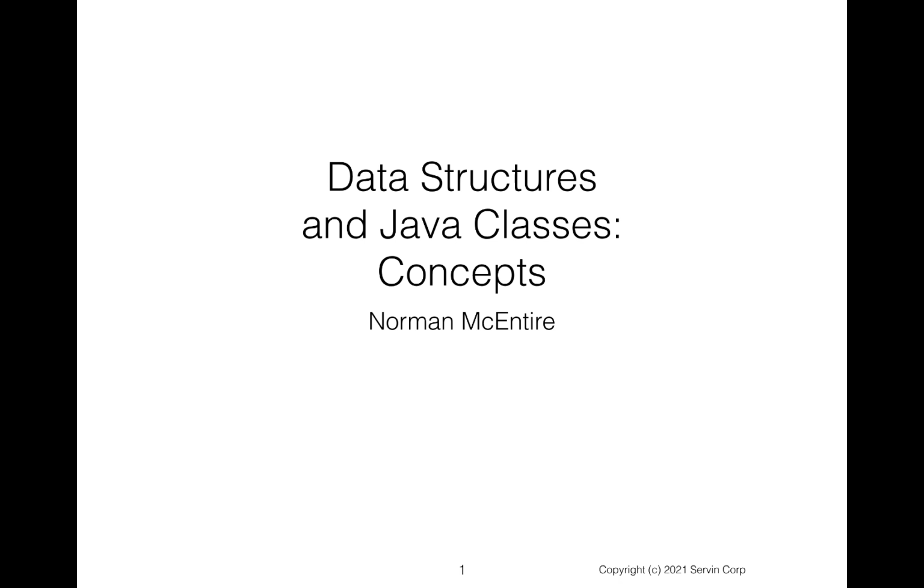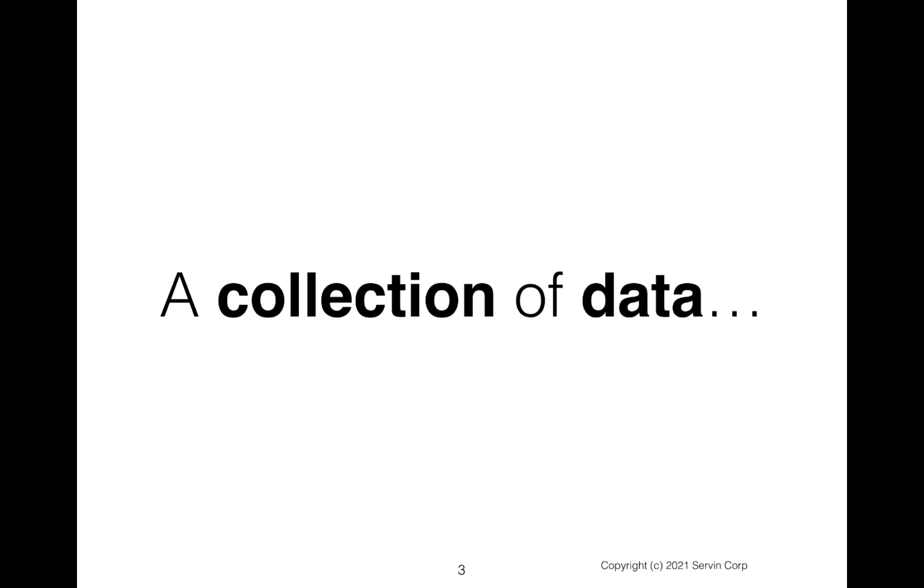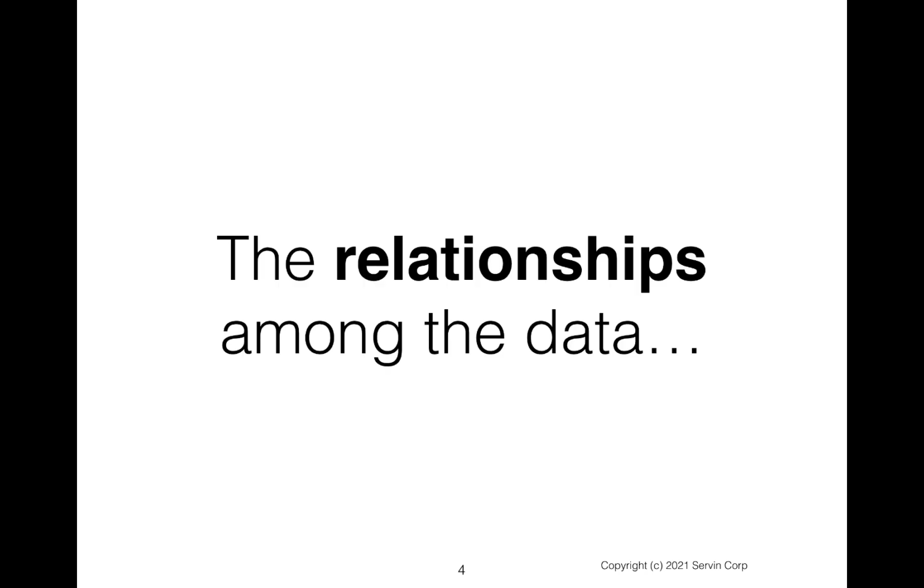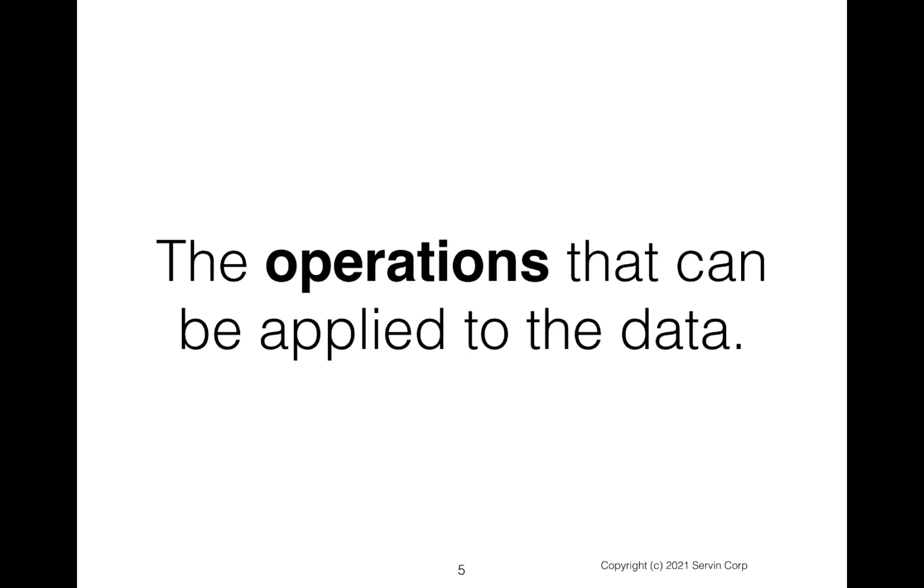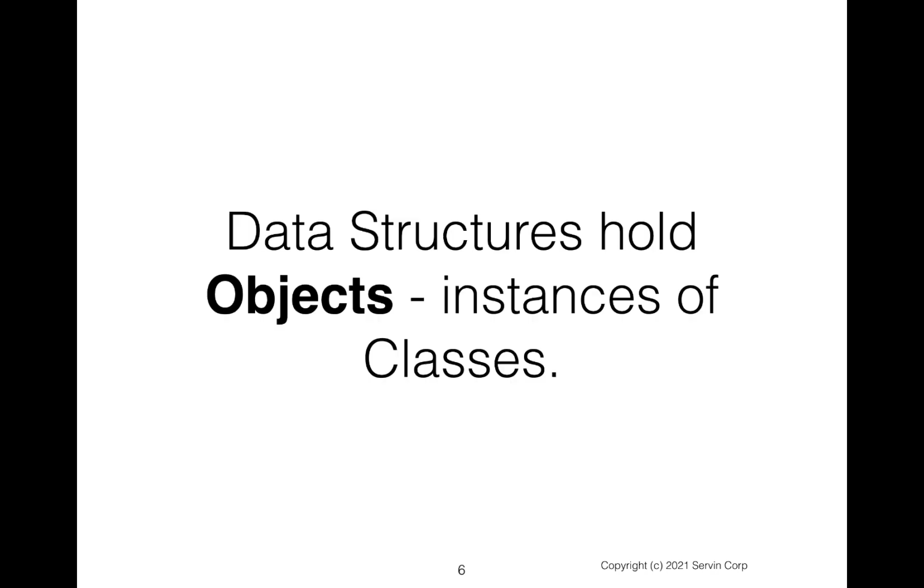Let's get started. So a data structure is a collection of data, the relationships among the data, and the operations that can be applied to the data. We've said this several times throughout the course, and we'll continue to say it as we go through this. Data structures hold objects, and objects we know are instances of classes.